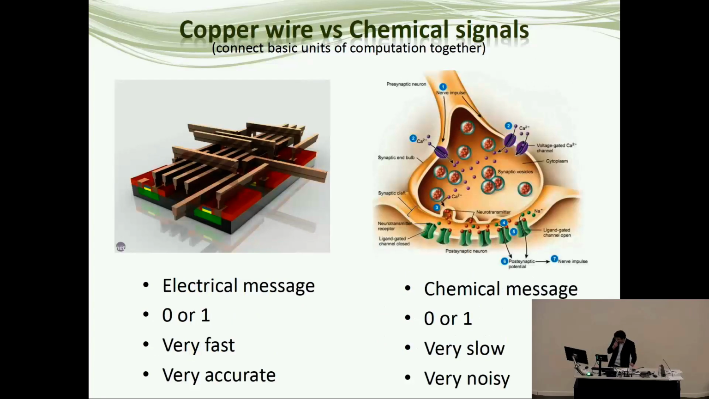We can compare the wiring in a brain with the wiring in a chip. So we make electronic computers like this. We lay down transistors, we put layers of copper wire on them. This sends electrical messages. Again, every message is a 1 or a 0. We use Boolean logic. This is very fast, very accurate.